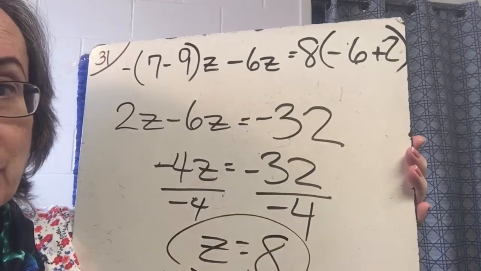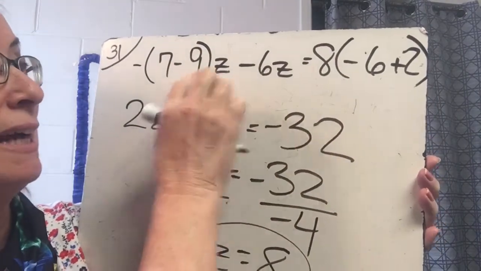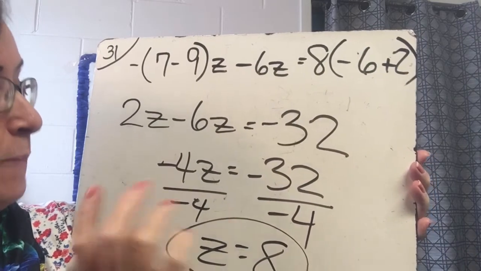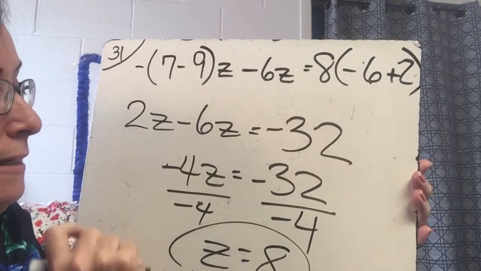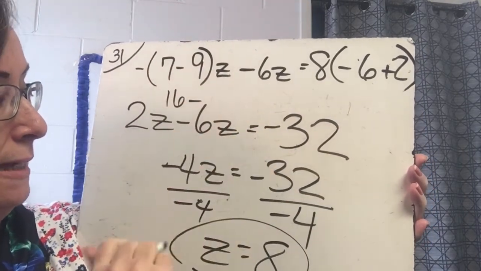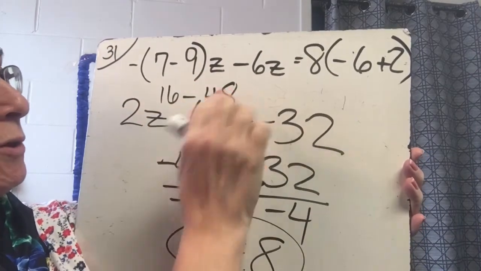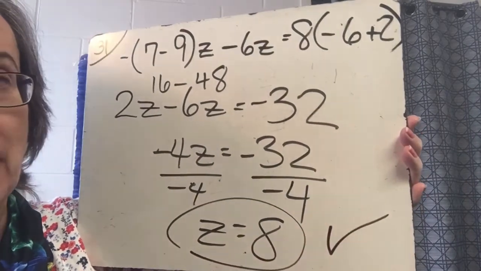Okay, so that one was very easy because I did not have to distribute. I already had something I could work on inside the parenthesis to make it easier. So now if z is 8, this was what? 2 times 8, which is 16, minus 6 times 8, which is negative 48. And when I subtract those, I do get negative 32. And it checks.